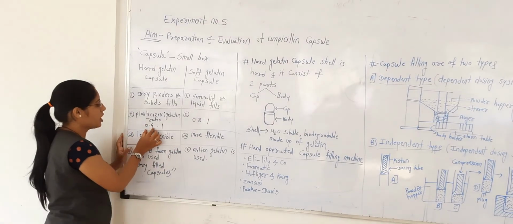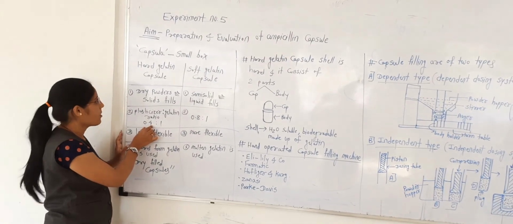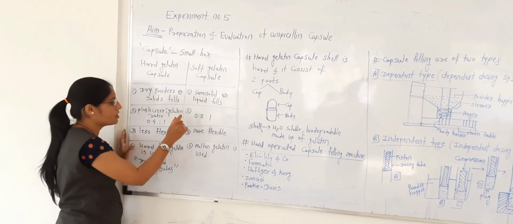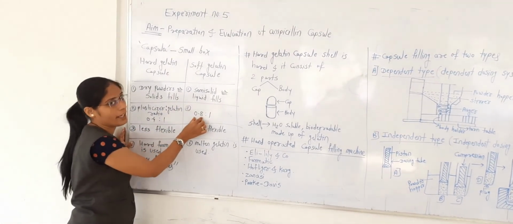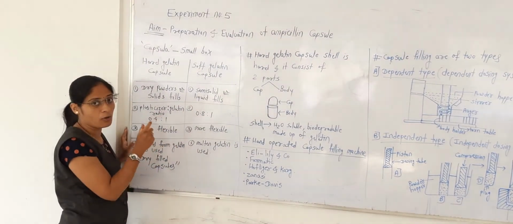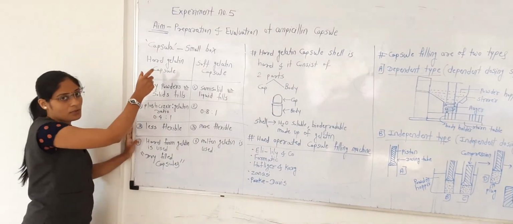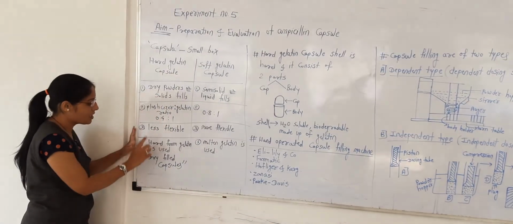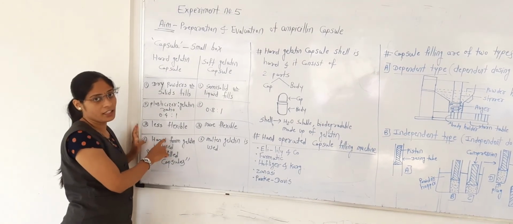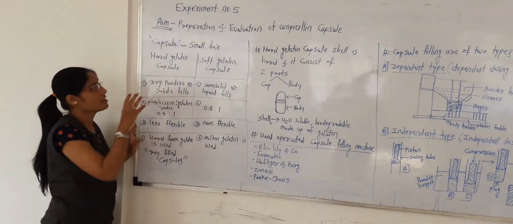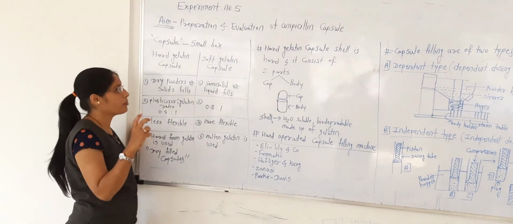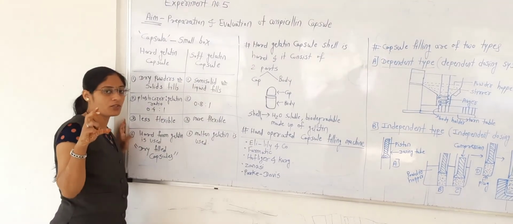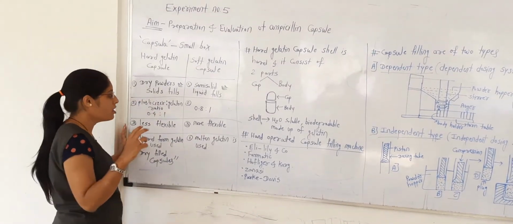Due to the change in plasticizer concentration, in hard gelatin we use 0.4 plasticizer, and in soft gelatin capsule we use 0.8. Due to the lesser amount of plasticizer in hard gelatin capsule, they are hard in nature, and here we also use gelatin in its hard form. So the body of the capsule shell is very hard, and in soft gelatin capsule the body is very soft and flexible.